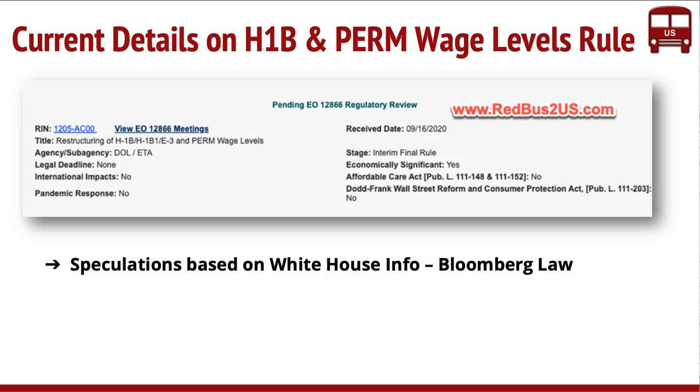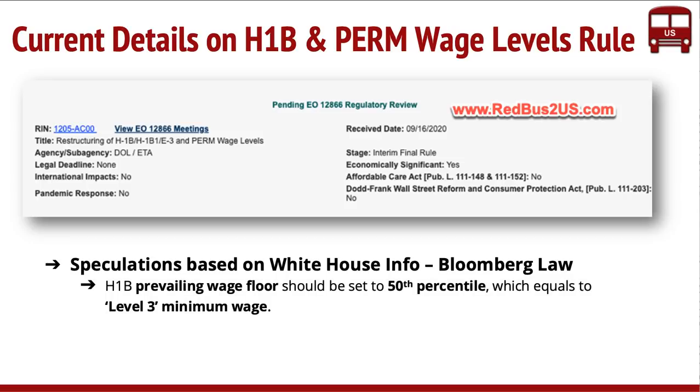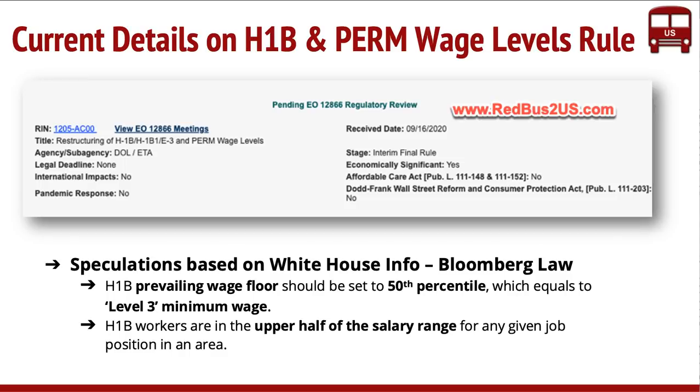There have been some speculations based on White House info published by Bloomberg Law that tell that there were discussions in the past that they want to change the wage levels, and they want to set the prevailing wage floor to the 50th percentile. What it means is that the basic pay for H1B prevailing wage, they want to set it to the 50th percentile, so that H1B workers are always in the upper half of the salary range for a given position in an area. And what it equals is basically an H1B holder having a level 3 wage as a minimum wage. That's what it boils down to. Again, these are speculations, so we can't really rely on this.